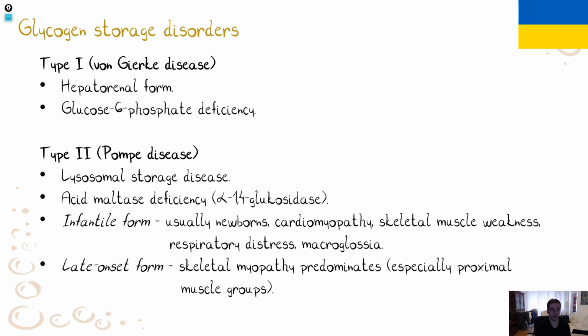The infantile form that manifests usually in newborns or very small children manifests by skeletal muscle weakness as well, with respiratory distress because the respiratory muscles are affected as well. Very often there is macroglossia. But those children also manifest with cardiomyopathy, which is quite a typical feature for the infantile form. The cardiomyopathy is not so severe in the late onset form, but in the infantile form it's quite typical.